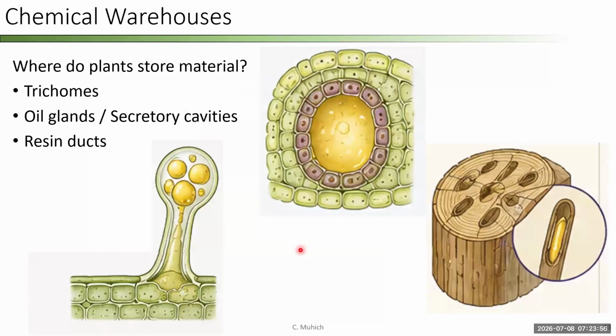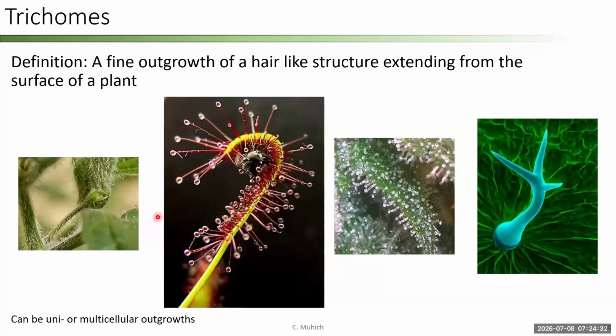Okay, so within these different structures, we generally have three locations where we store the essential oils and flavors and fragrances that we're interested in. We're going to put these in three categories: trichomes, oil glands and secretory cavities, and resin ducts. So here's an illustration of a trichome, an oil gland and secretory cavity, and then a resin duct. We'll take a second to look at each of these.